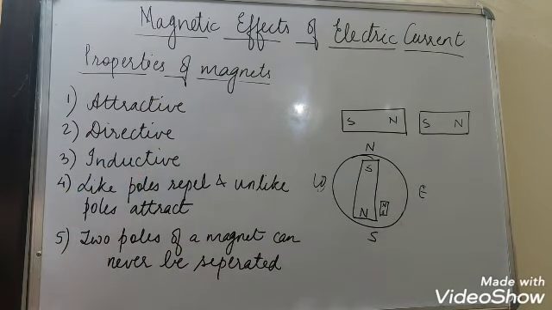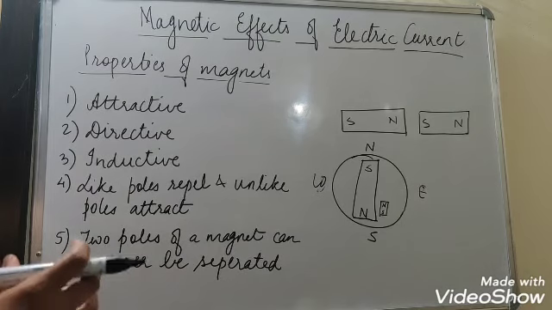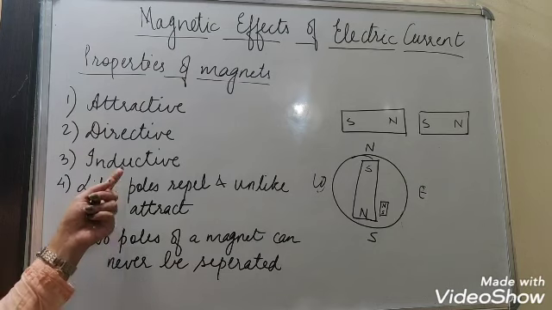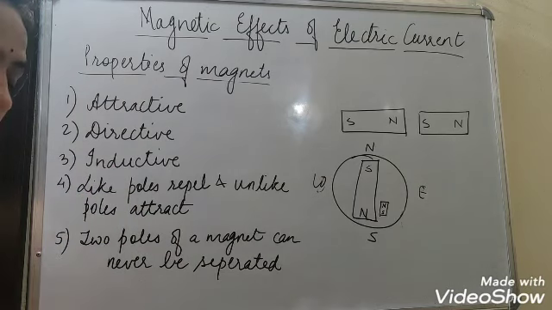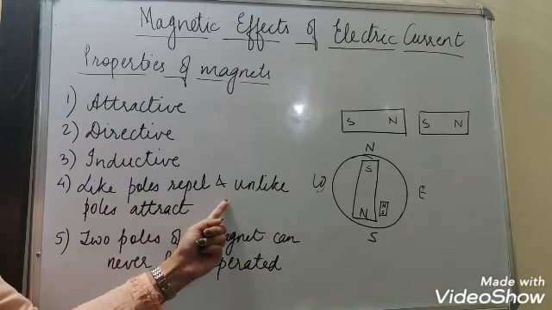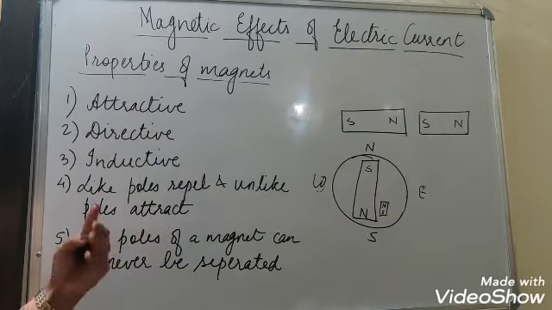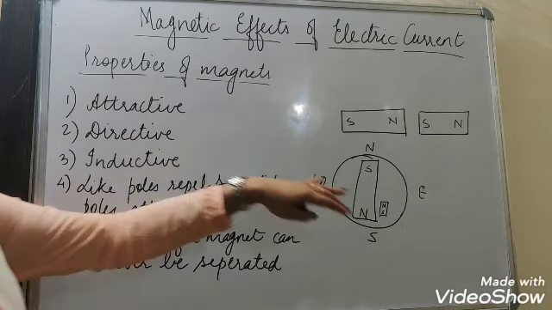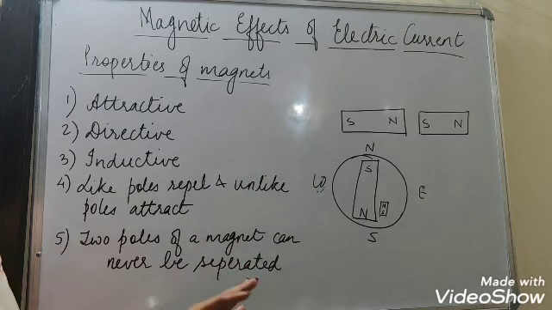Then we have the inductive property of a magnet. Inductive property of a magnet is that if you rub a magnetic material with a magnet, then temporarily, for the time being, it acquires magnetic properties. So that's passing on of magnetism by induction. Like poles repel and unlike poles attract. It is the same as the case of charges: unlike charges attract, like charges repel. So north-north will repel, south-south will repel, north-south, that is opposite poles, will attract.